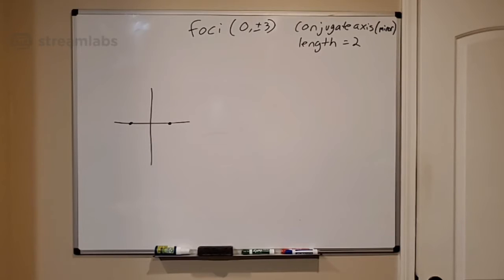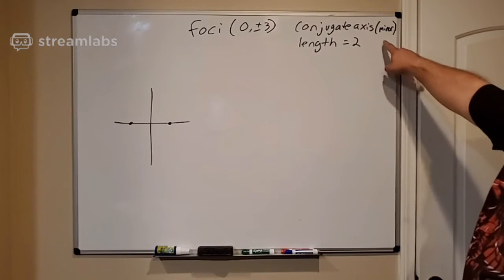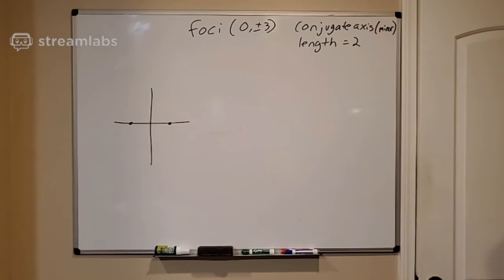So your conjugate axis is very similar to your minor axis from your ellipse. The problem is we don't have a big and a small with hyperbolas. Either one can be big or small. So when we talk about conjugate axis, it's the one that's not the way that it opens. So it's easier to show this with an example.